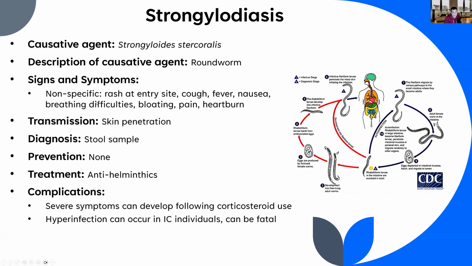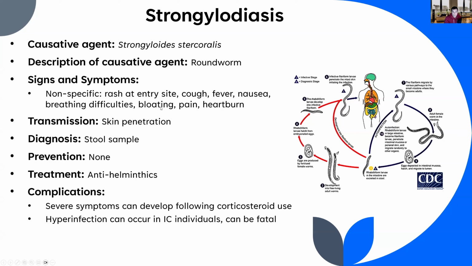Cough, fever, nausea, breathing difficulties in some cases, bloating, pain, heartburn. You might get all of these. You might get some of these. It depends on the patient. They will come out in the stool sample. There is no prevention from this, and you're going to need to prescribe antihelminthics.